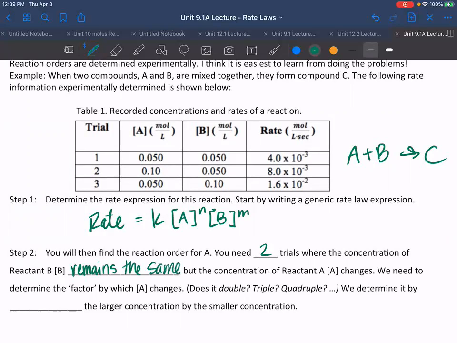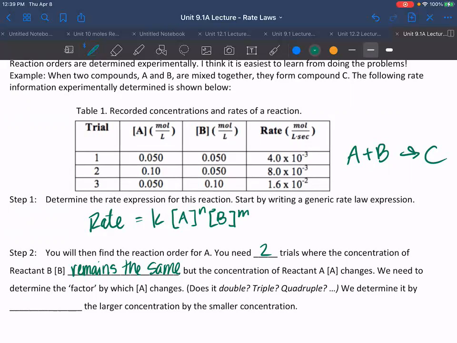Because if we're trying to see the effect A has on the rate, we don't want to be changing 2 variables. We want to control one. So keeping B constant, we control that variable and see the effect that only A has on the situation. And so that being said, not only do we need to find one where B remains the same, but we need to find one where A changes.